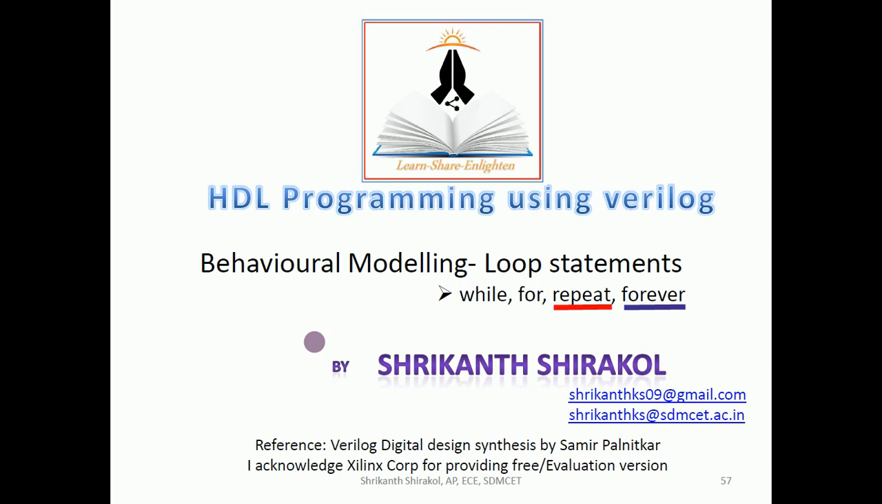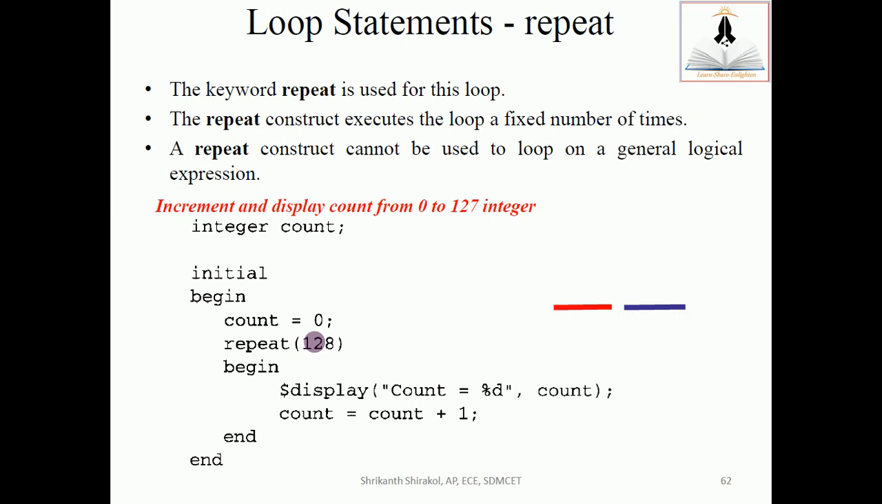In this session we are learning about repeat and forever loop statements, and we shall see how to write Verilog code using these. Here's the repeat loop. The keyword used for the repeat loop is repeat, in small case. The repeat construct executes the loop a fixed number of times. This is what you need to observe carefully. This statement executes a loop a fixed number of times, whereas in for loop and while loop it was dependent on the condition that we were specifying. A repeat construct cannot be used to loop on a general logic expression. In that case you can use either a for or while loop.